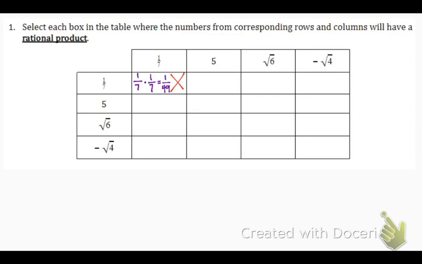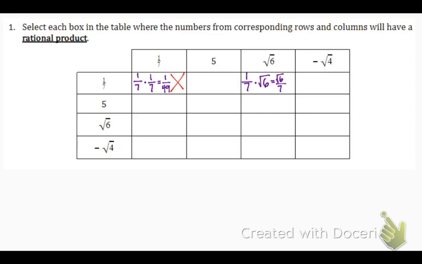Let me find one that does not. How about this one? If we look at this box, we have a row for 1/7 and we have a column of radical 6. If I have 1/7 times the square root of 6, I am not able to combine these in any way other than just rewriting them as radical 6 over 7. And since this number is a fraction, but it's a fraction that has a square root in it, and you cannot simplify that square root, that means that this is an irrational number. So I am not going to put an X in this box because that is irrational. So this one should be left blank.